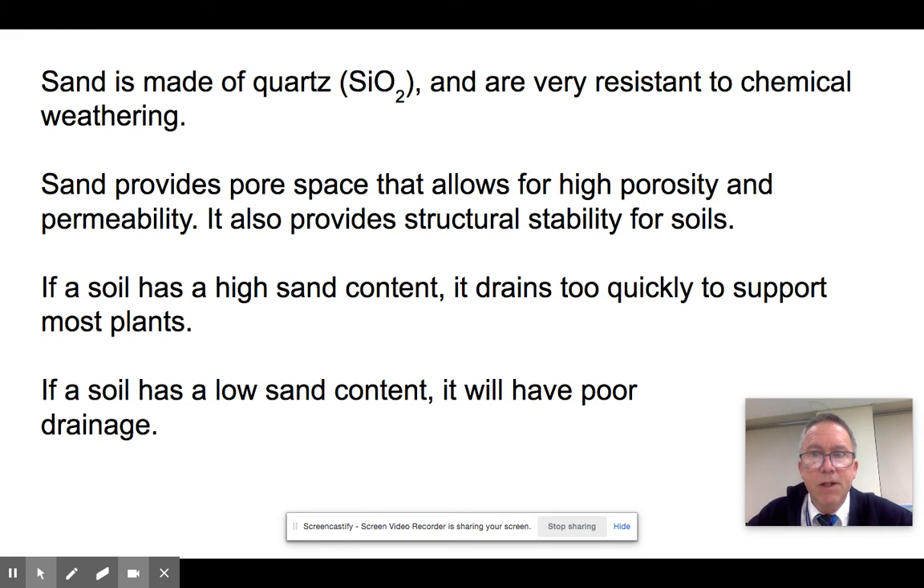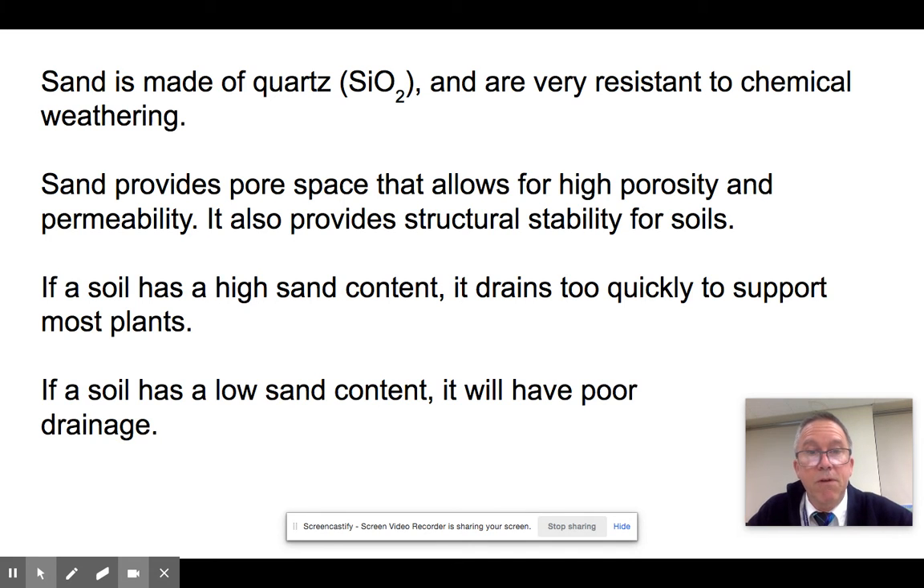That's part of rock material that just does not dissolve. It doesn't break up very well. Now, sand provides lots of pore space. So if you ever poured water onto sand at a beach when you're a kid, it just goes right through there, right? There's high porosity, high permeability in sand. So that's one good thing. It's also structurally pretty sound. I think it's a lot easier to walk on sand than it is to walk on mud, isn't it? Because it provides more structure.